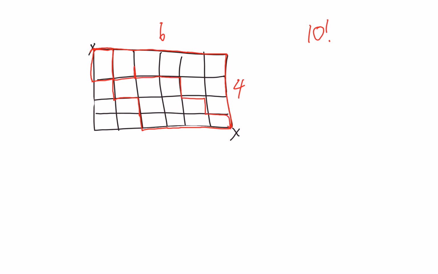So if you count out any of these paths, 6 over, 4 down. So that means we have 10 different blocks we're going to walk, but we have a repetition of 6 overs and 4 downs. We have to divide by those repetitions.